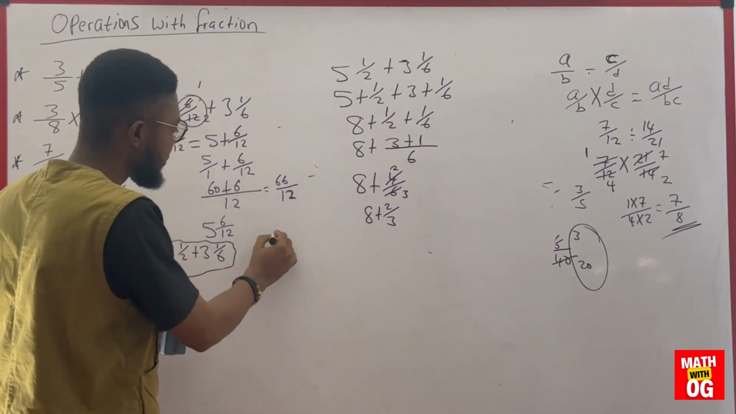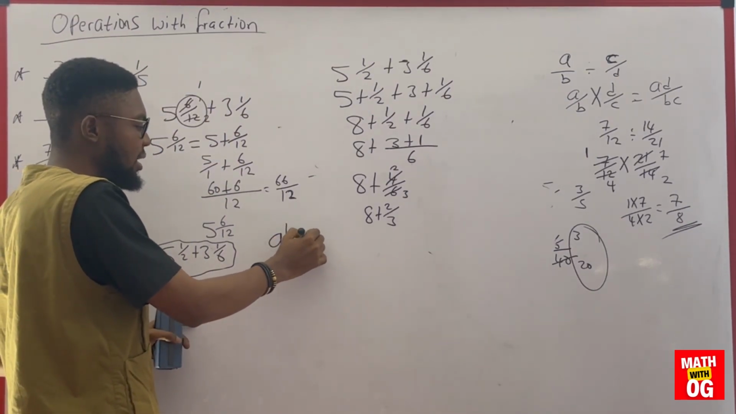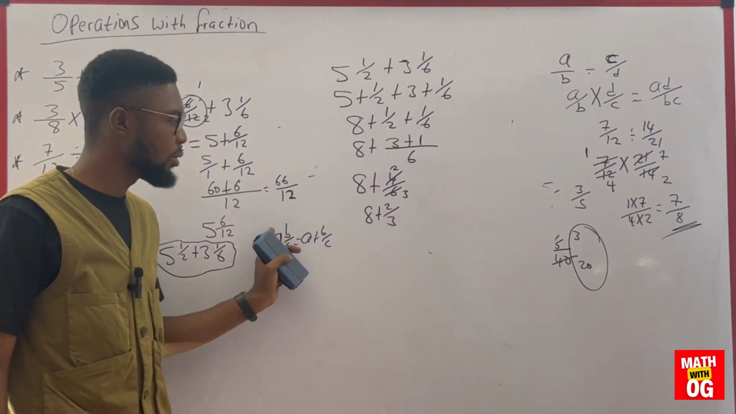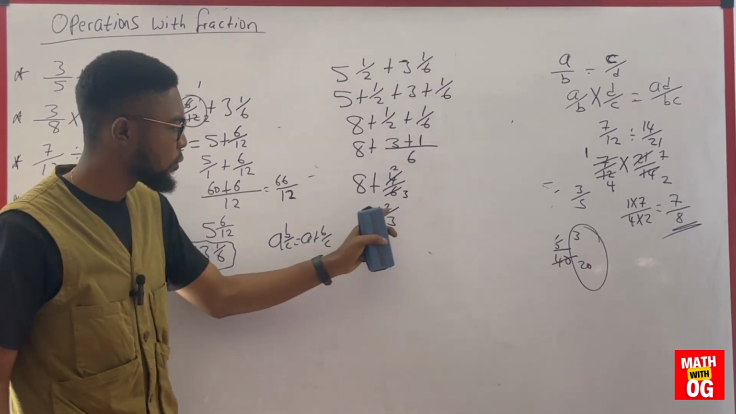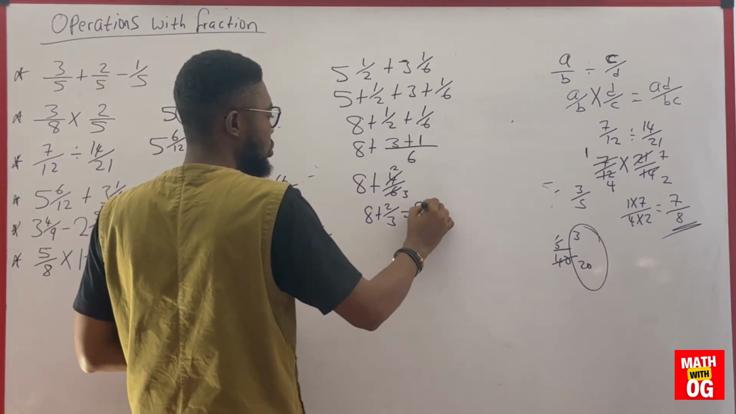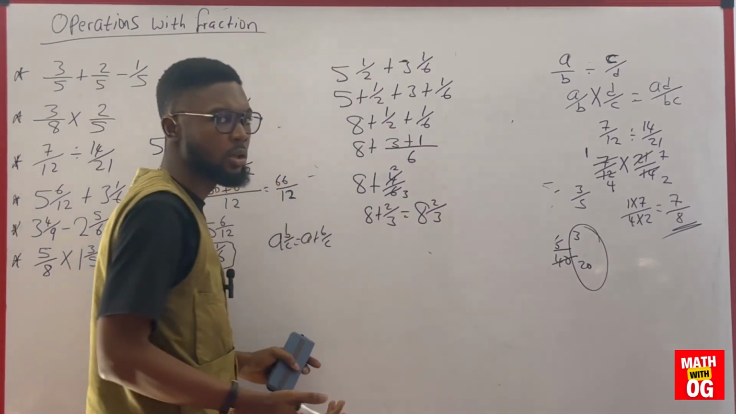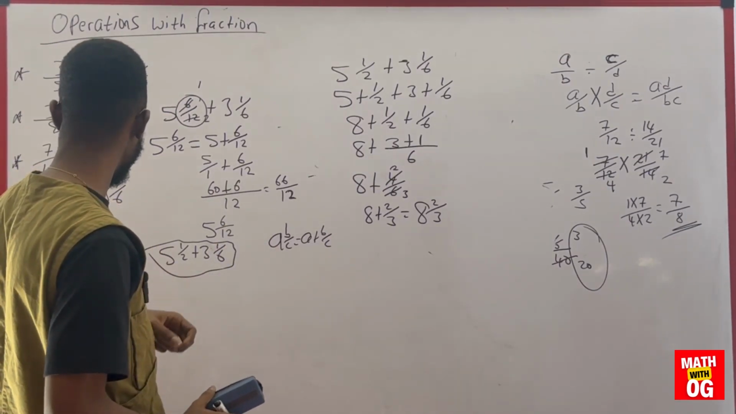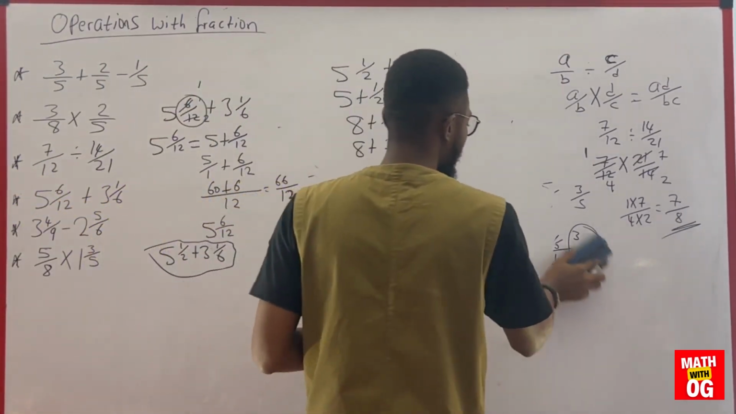Remember I told you that a whole number b over c is the same thing as a plus b over c. So a plus b over c is the same thing as a whole number b over c. So 8 plus 2 over 3 should give us 8 whole number 2 over 3. So that's the answer to that question. Over to the next question.